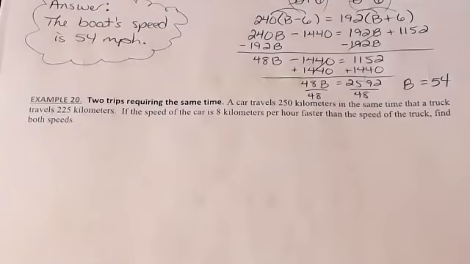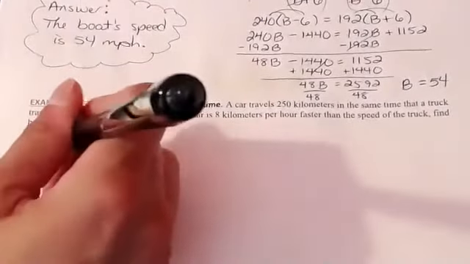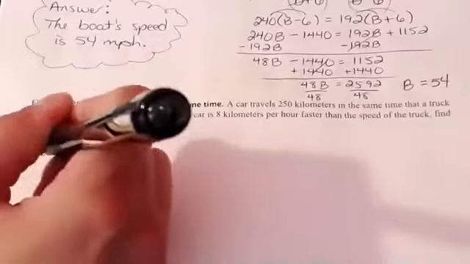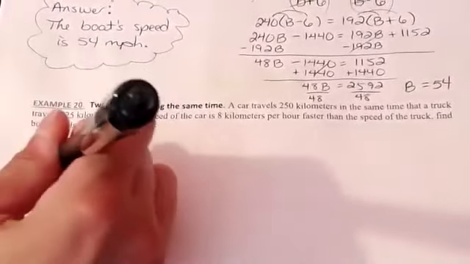So this says a car travels 250 kilometers in the same time that a truck travels 225 kilometers. Now you know who your characters are. If the speed of the car is 8 kilometers per hour faster than the speed of the truck, find both speeds. So let's start by setting up our chart. That's all I want to do before we continue this tomorrow. We will finish our notes tomorrow. Make sure you have Unit 3 notes printed out as well.